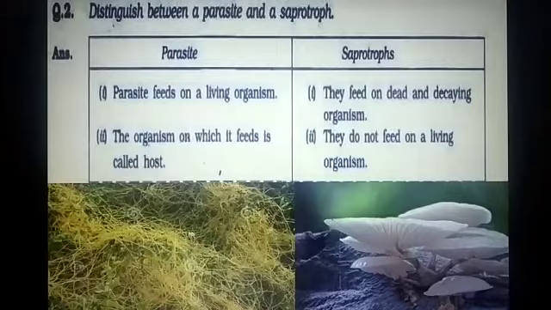Here you see, you also write the example of a parasite. What is the example of a parasite? Cuscuta. Yes, dodder plant, amarbel. We also call it amarbel. And saprotrophs, mushroom, fungi. Okay. Here you see this yellowish plant. This one is cuscuta. Yes. And here you see below them the green part, green plant. So this green plant is the host. Okay. And this mushroom plant, here you see the mushroom plant is growing on dead and decaying organisms.